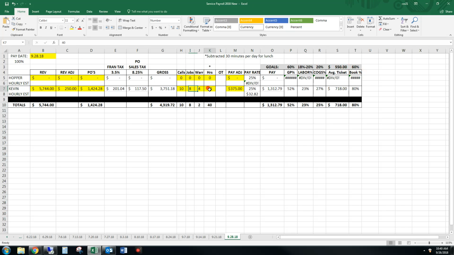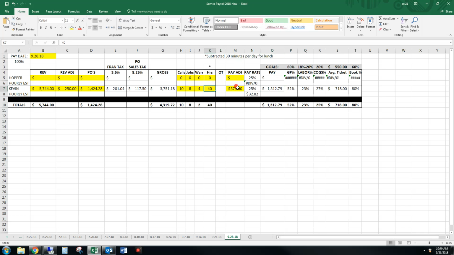Then, of course, his hours is used. He is paid on a commission basis, 25% of gross, which gives him his pay amount right here. And then we put his hours here, and we divide his overall pay by the amount of hours just so we can see what his actual pay rate was. And notice that I changed this to 32, and that'll adjust accordingly. All this stuff is automated.